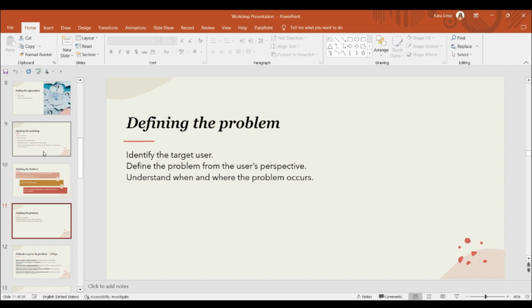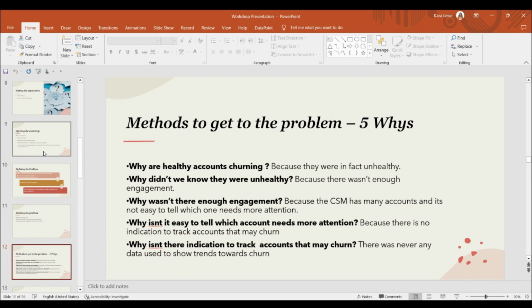so that your requirements can be solving the real problem. Okay. Now, methods to get to the problem, you can start by using the 5 whys, which I like, which is why is this happening? Then why is that other thing happening? And then why and why and why. So, for example, in this case, there is a health account problem that they're trying to solve for.